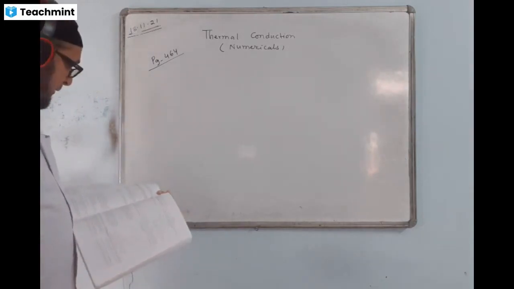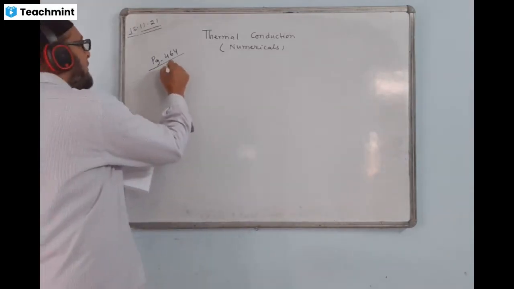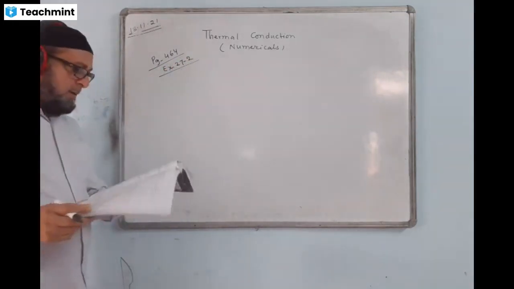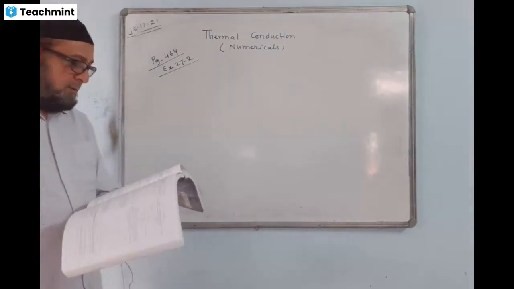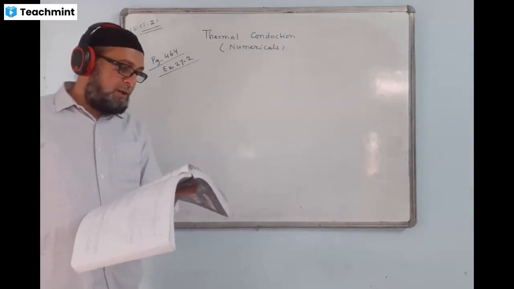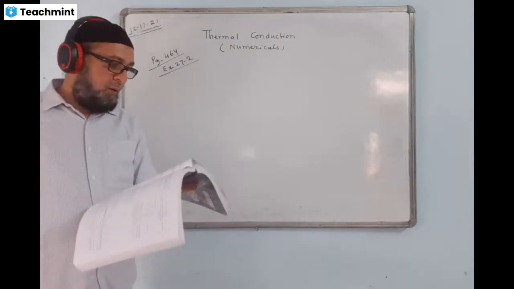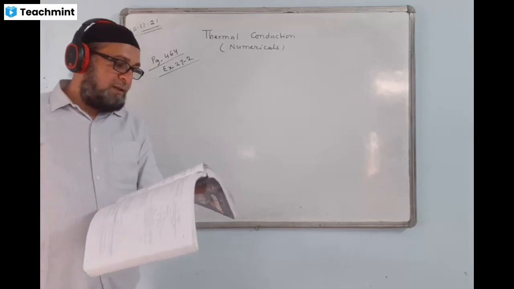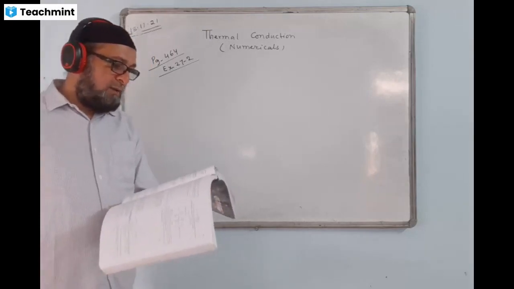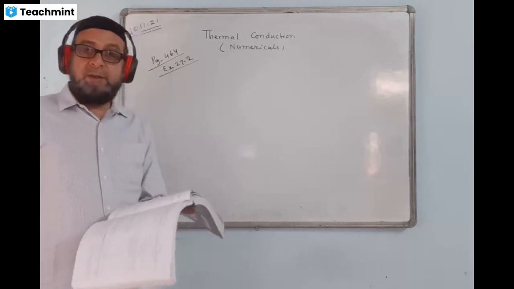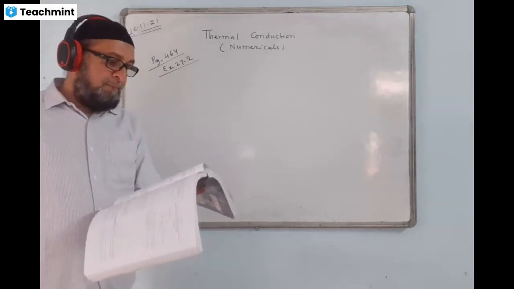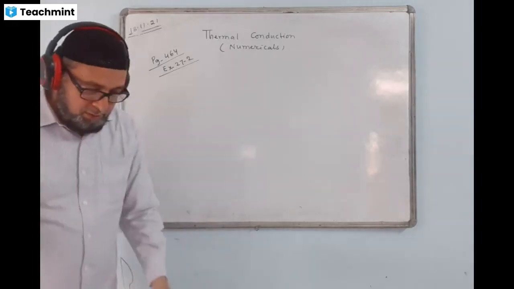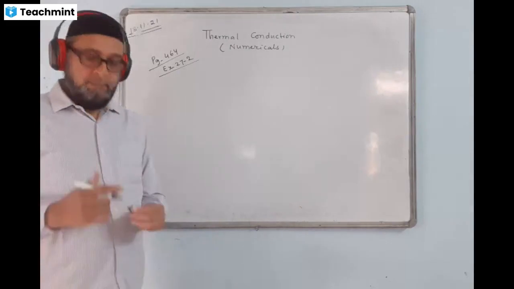Page number 464, example 27-2. This one we are doing. Question says two vessels of different materials are identical in size and wall thickness. They are filled with equal quantities of ice at 0 degrees Celsius. If the ice melts completely in 10 and 25 minutes respectively, then compare the thermal conductivities of the materials of the vessel. You have to find the thermal conductivity of the two vessels.